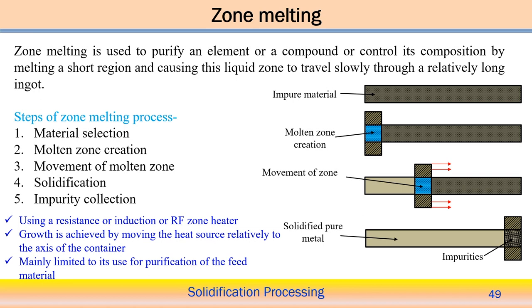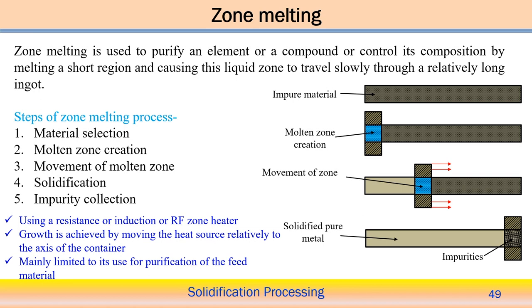So zone melting, as the name indicates, is a very small zone that we select and keep on melting, and then allow solidification in one particular direction, gradually moving this heat source in a direction so that it keeps on melting, and at the same time there is subsequent solidification in one particular direction. So, what is the purpose of the zone melting process?